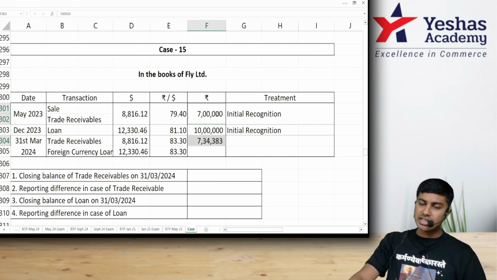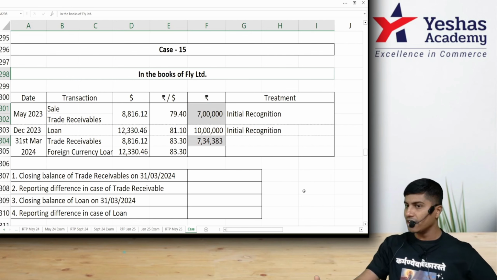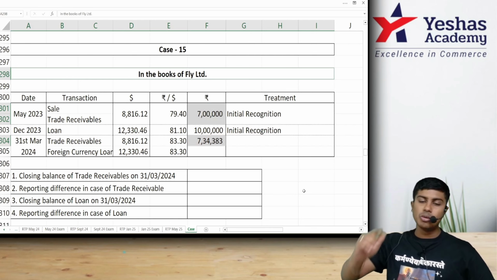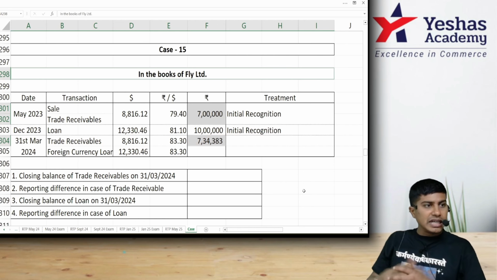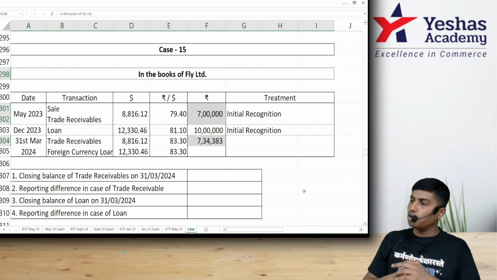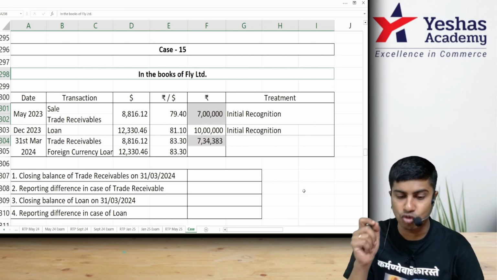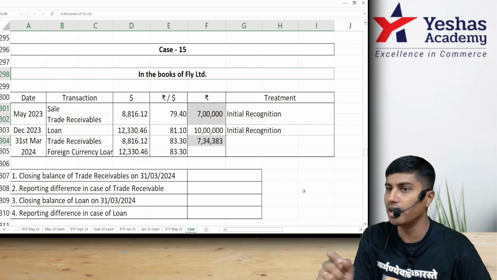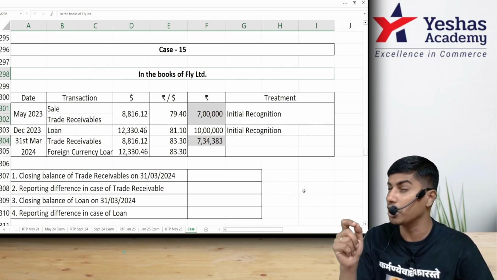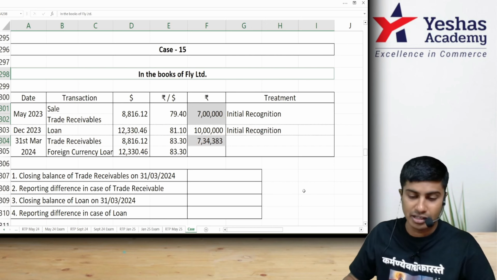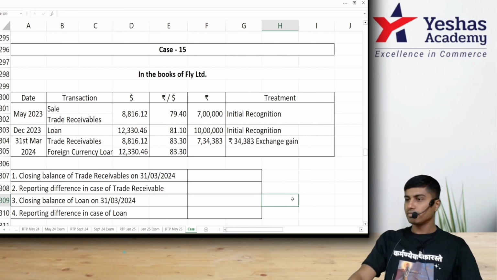7,34,383. Initially, this asset was recorded at 7 lakh rupees. Trade receivables is an asset. Now it will be restated from 7 lakh to 734,383. There is an increase in the value of the asset by 34,383 rupees. Such an increase in the value of the asset is to be recorded as exchange gain. So we made 34,383 exchange gain.